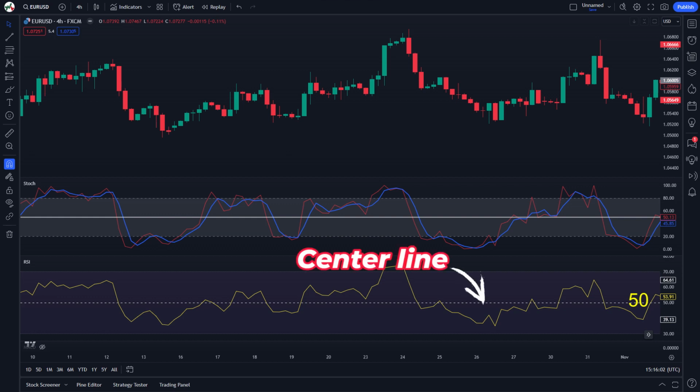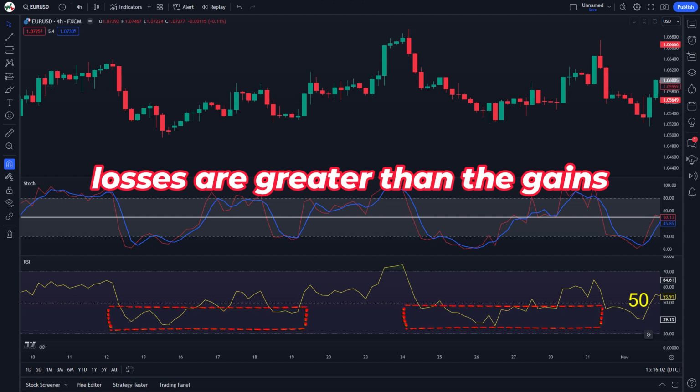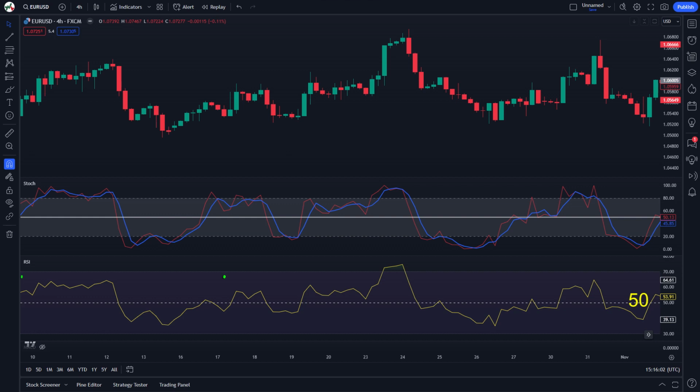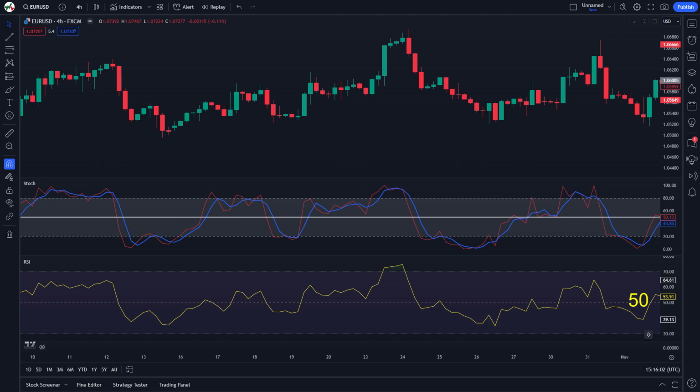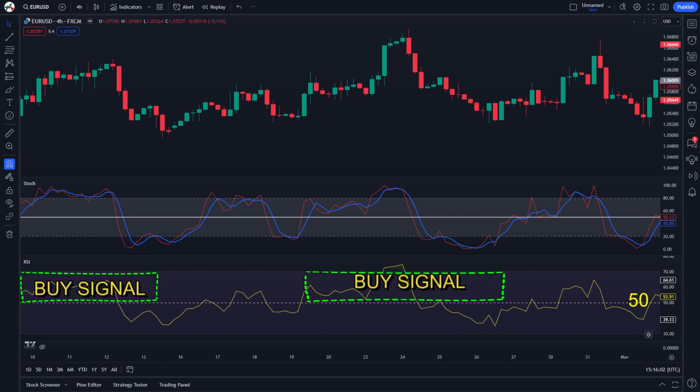The center line for the Relative Strength Index is 50, which is often seen as both the support and resistance line for the indicator. If the Relative Strength Index is below 50, it generally means that the stock's losses are greater than the gains. When the Relative Strength Index is above 50, it generally means that the gains are greater than the losses. So anything above the green line, or above the 50 level, would be a buy signal because it is an upward trend.